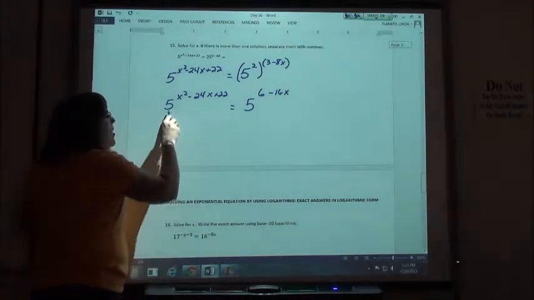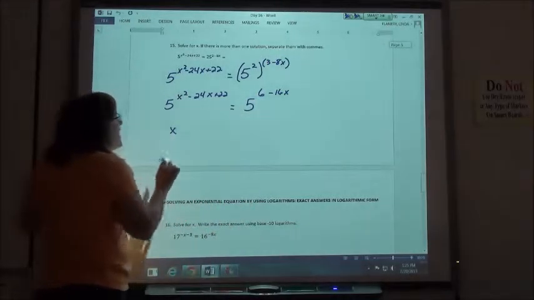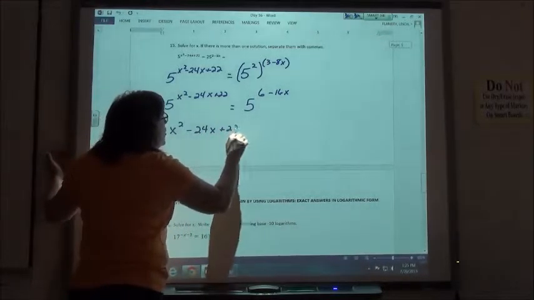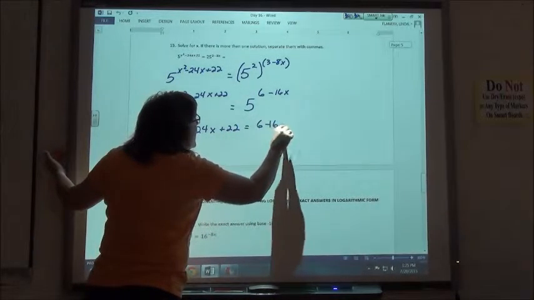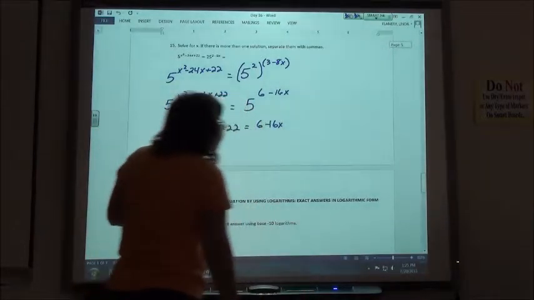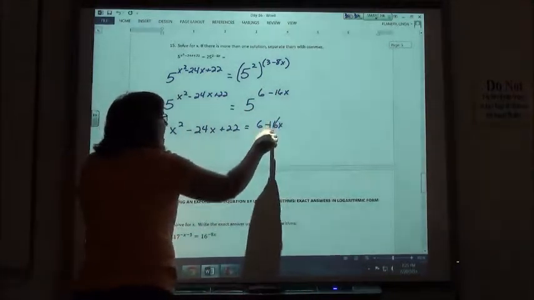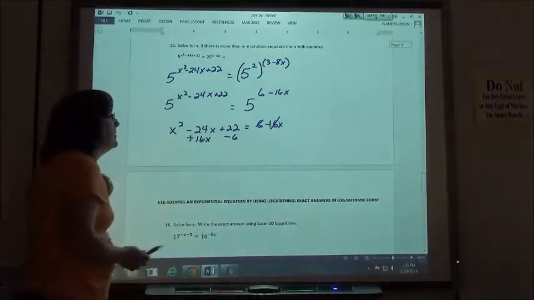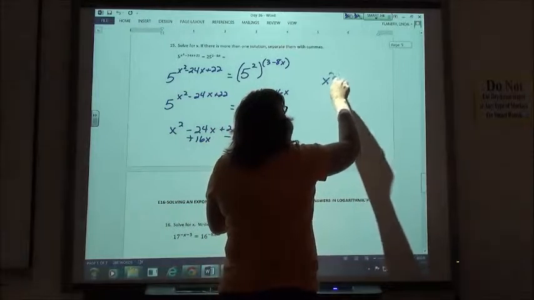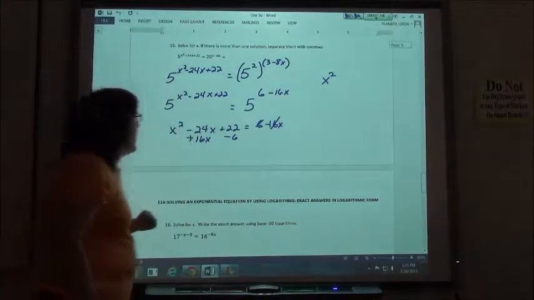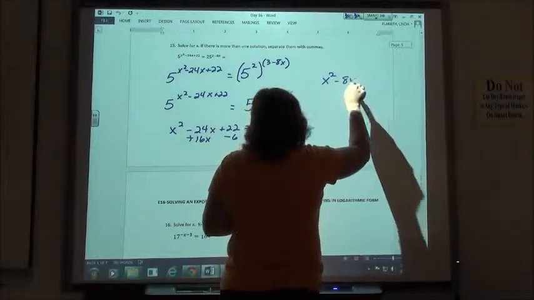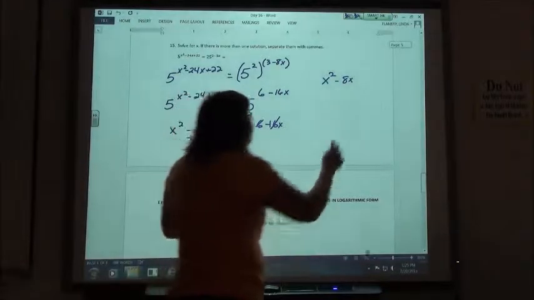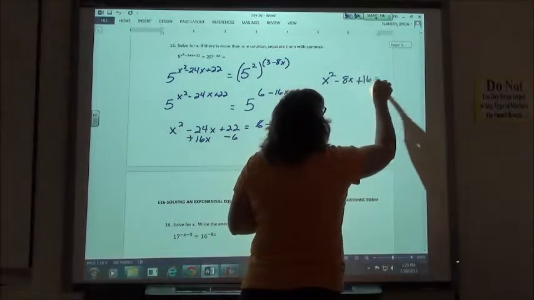So our bases are the same, our exponents have to equal each other, so x squared minus 24x plus 22 equals 6 minus 16x. Setting that equal to 0, I'm going to add my 16x, I'm going to minus my 6. So I get x squared, let's see, that would be minus 8x. 22 minus 6 would be 16, plus 16 equals 0.